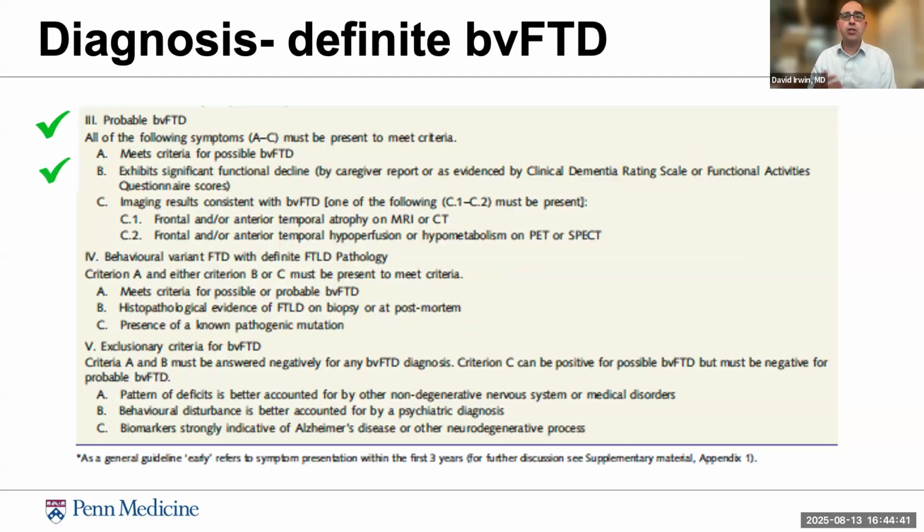There was significant functional decline as the patient eventually needed help with complex activities of daily living, and there were imaging results supportive of FTD as shown in the MRI. With the genetic counseling and ultimately testing, presence of a pathogenic mutation gives us a biological diagnosis of FTD and a definite diagnosis of FTD.